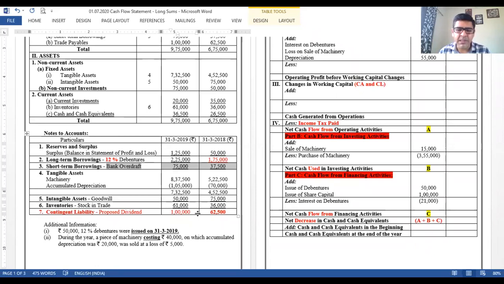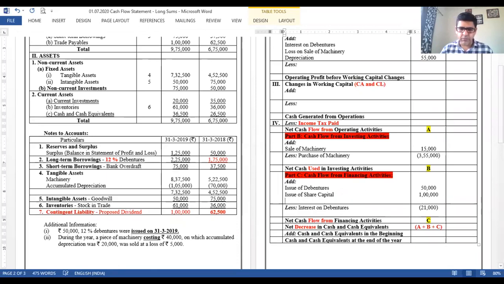Increase in liability basically will reflect the inflow of cash. Funds have been raised through bank overdraft also, so it will be added. Bank overdraft, source of fund, financing activity. Okay, so we will write over there as bank overdraft, and amount will be from 37,500 to 75. 37,500 is the difference.